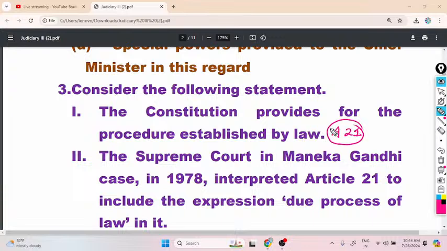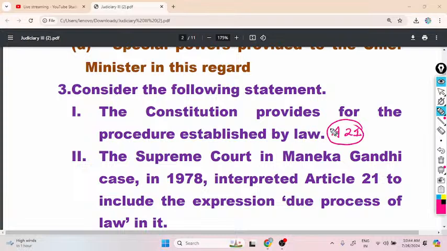But in America, apart from establishing constitutionality, the court can examine the justness, fairness and reasonableness of the law. That means it is wider. The judicial review in America is wider than that of India. But in Maneka Gandhi case and later in many cases, the Supreme Court has been resorting to the American concept of due process of law.